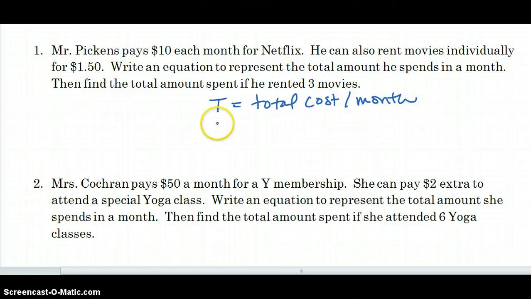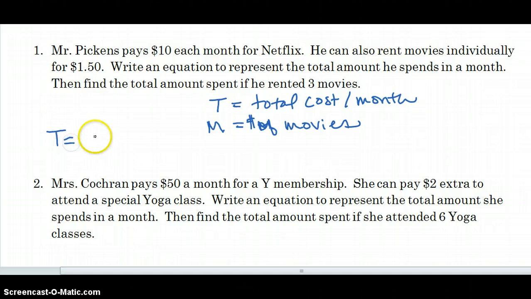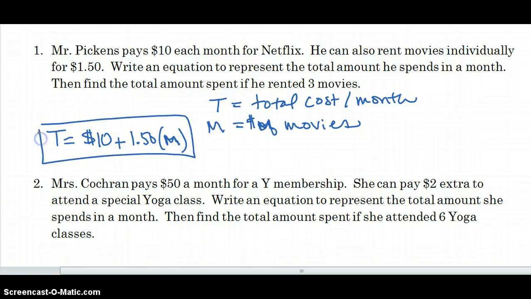Okay. Now what's my other variable? He can also rent movies for $1.50. I'm going to make M stand for number of movies that Mr. Pickens rents. So my total cost is $10 no matter what, plus $1.50 per movie. That's my equation to solve this problem. Okay? Then find out the total amount he spent if he rented 3 movies.